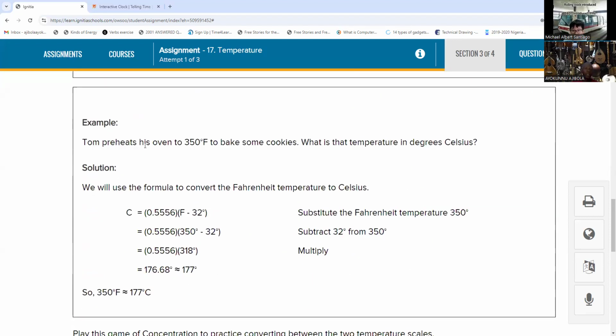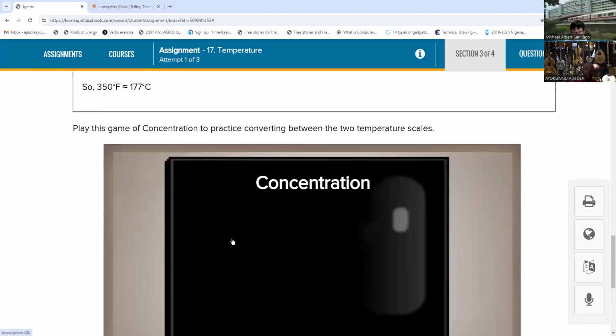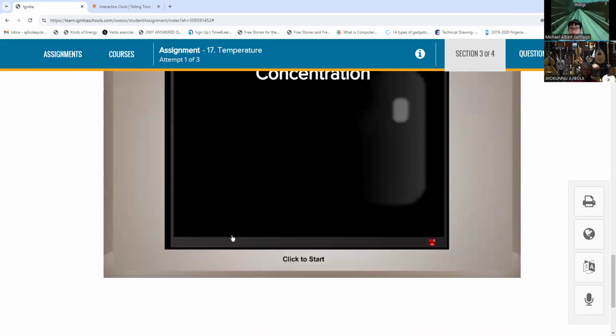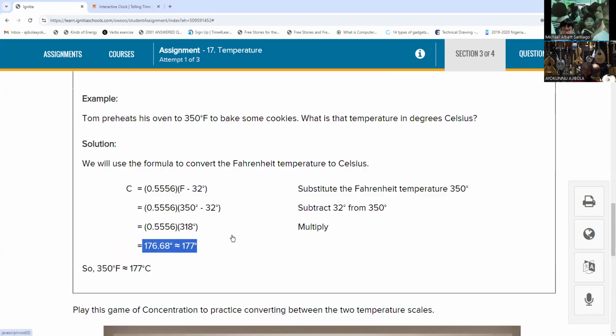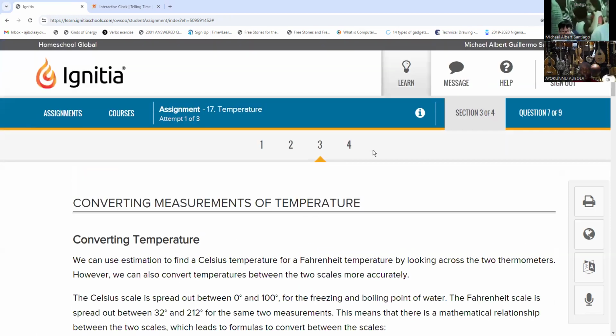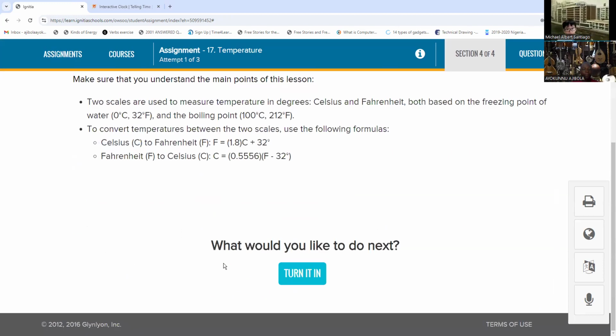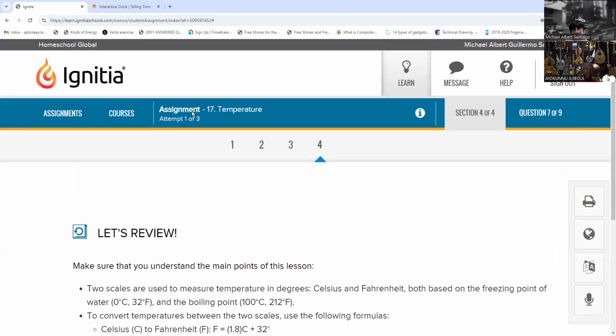Tom preheats his oven to 350 Fahrenheit to bake some cookies. What is the temperature in degrees Celsius? What you will do is subtract 32 and multiply by the constant. Then you have 176 degrees C, approximately 177. So this conversion game, we're going to be doing it tomorrow, okay? Is that clear? Yes. Then we attend to the questions here also tomorrow.